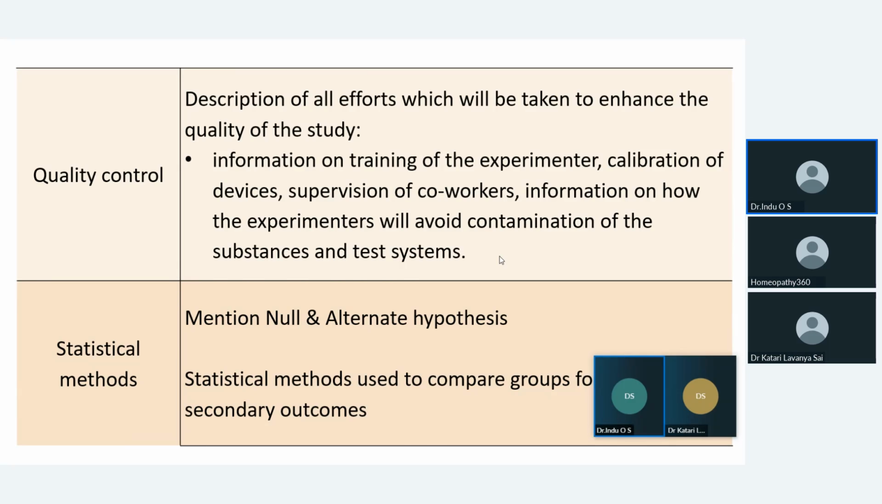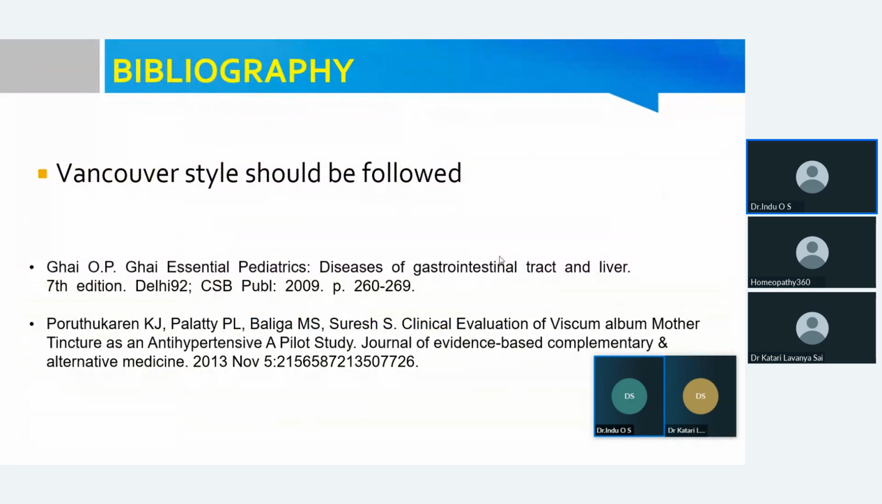So referencing should be in the Vancouver style. You may be knowing about this, you are familiar with this Vancouver styling. Nowadays it's very easy. We can generate the Vancouver style of bibliography online. So these are some formats for Vancouver styling. This is a format for book references. Book reference. So like this, we have to give Vancouver referencing.